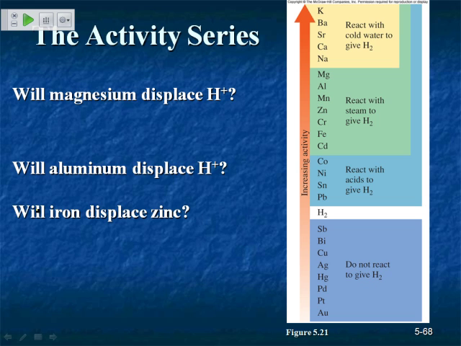So let us try to answer these questions. Will magnesium displace H+? Oh, one second. On this table, we call it the metals reactivity series, but we do see hydrogen given there. Is hydrogen a metal? It is not. So why do we give hydrogen on that series?